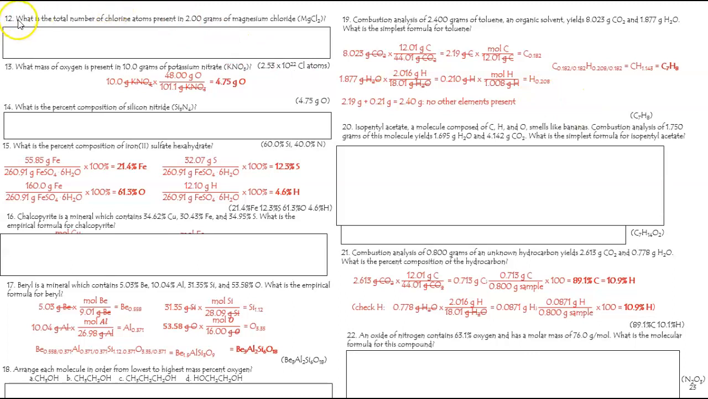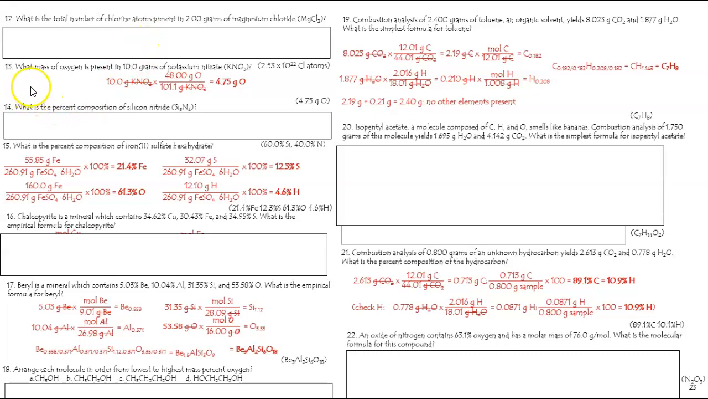Number 12, for me, what is the total number of chlorine atoms if you have 2 grams of magnesium chloride? Well, I think I'd go, oh, it's not for me. You have to do that one. It's an even number one. I think I'd see what fraction of a mole that is, and then I'd recognize that for each mole of magnesium chloride, I have 2 moles of chlorine, and then I would go from moles of chlorine directly to atoms because the mole is just a number.